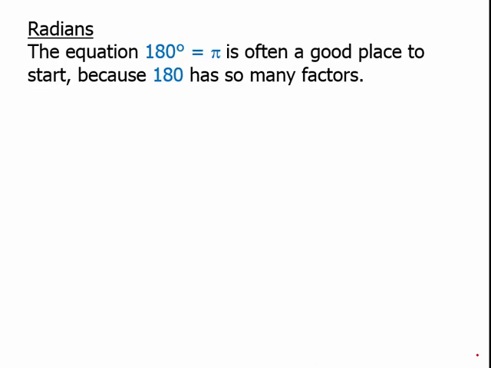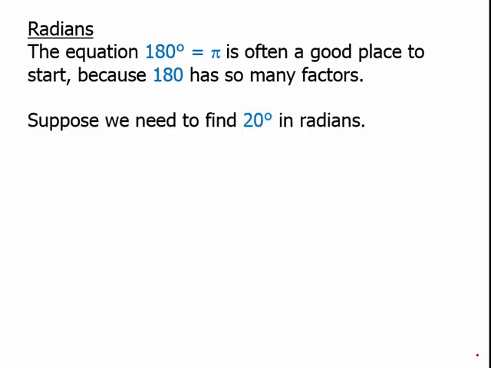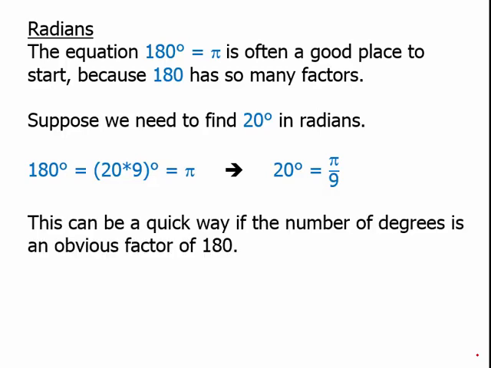The equation 180 degrees equals pi is often a good place to start because 180 has so many factors. Suppose we needed to find, say, 20 degrees in radians. Well, of course, 180 equals 20 times 9. And of course, that equals pi. Just divide both sides by 9, and we get 20 degrees equals pi over 9. This can be a very quick way if the number of degrees is an obvious factor of 180.